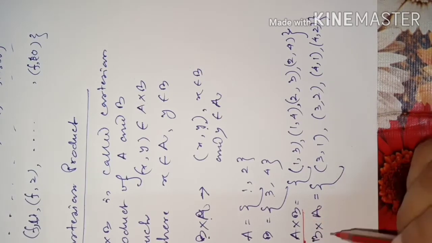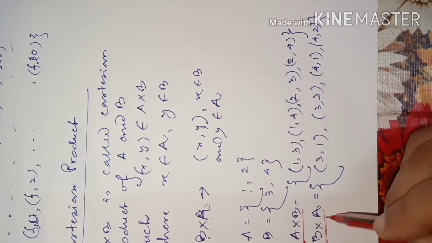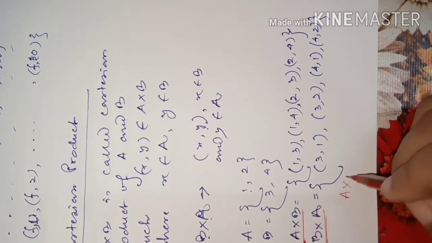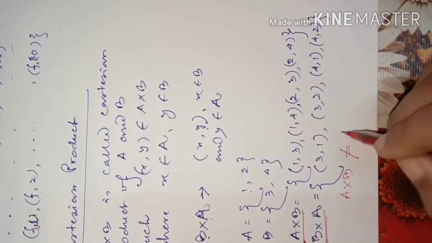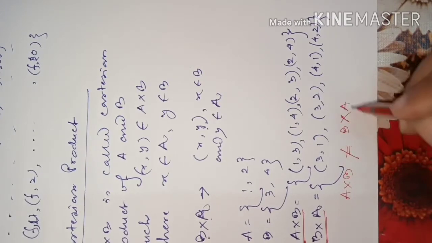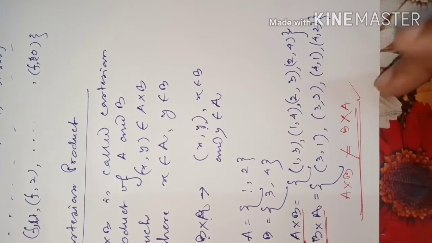The Cartesian product of A and B is different from the Cartesian product of B and A. So you can't say that A cross B will be the same as B cross A. We have to say A cross B is not the same as B cross A. They are different.